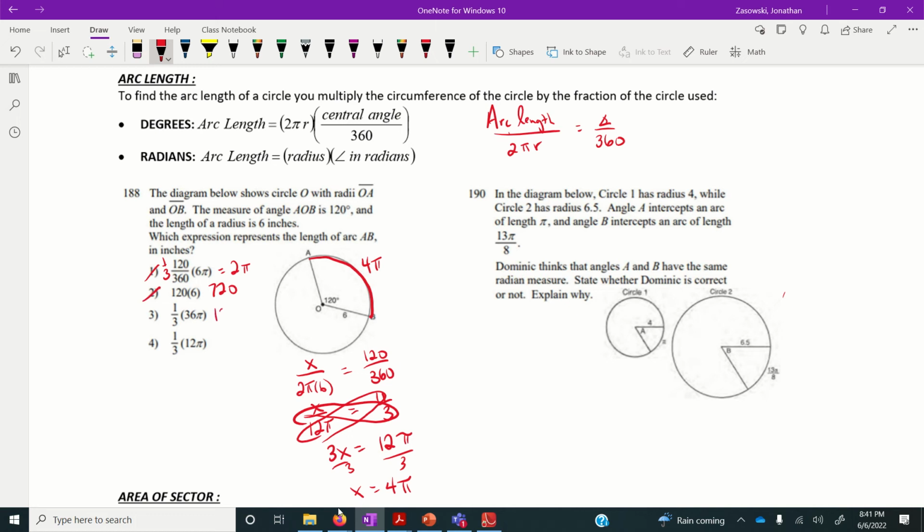1/3 times 36 is 12, so that's not it. And 1/3 times 12, that is 4. So that would be 4 pi. That would be our choice.